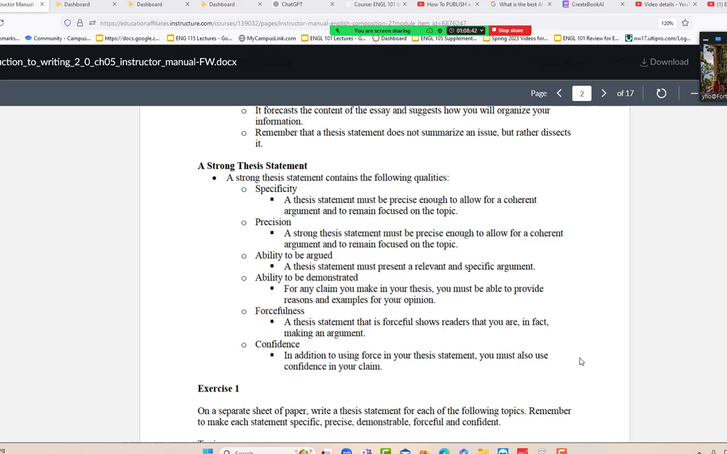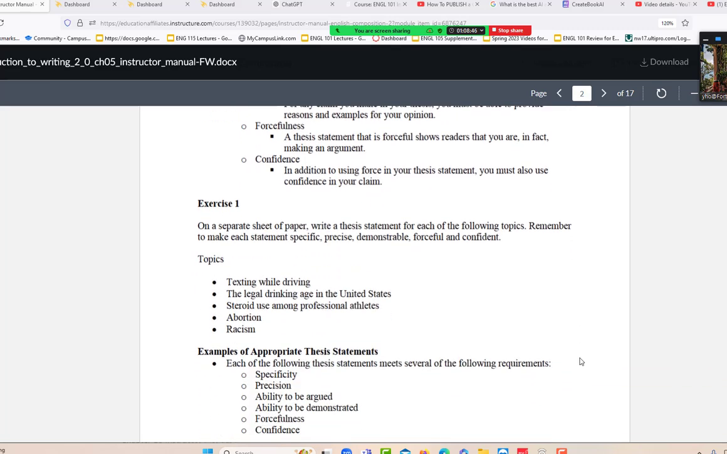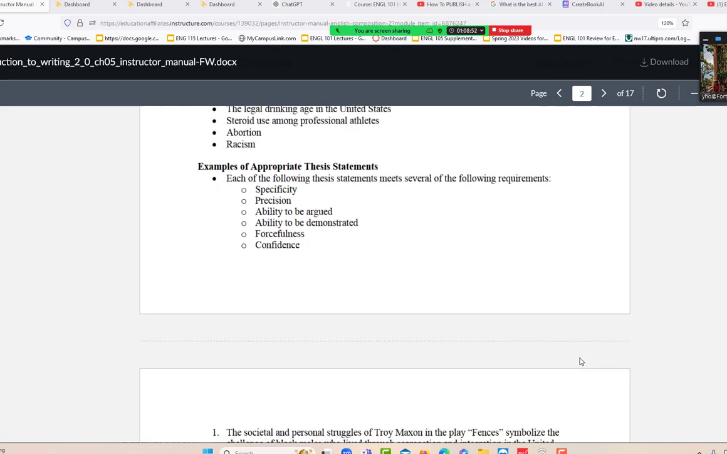And a thesis statement needs confidence. In addition to using force, you must also use confidence in your claim. And so your thesis statement needs to be specific, it needs to be precise, it needs to be arguable, it needs to be provable by credible evidence, it needs forcefulness and confidence.